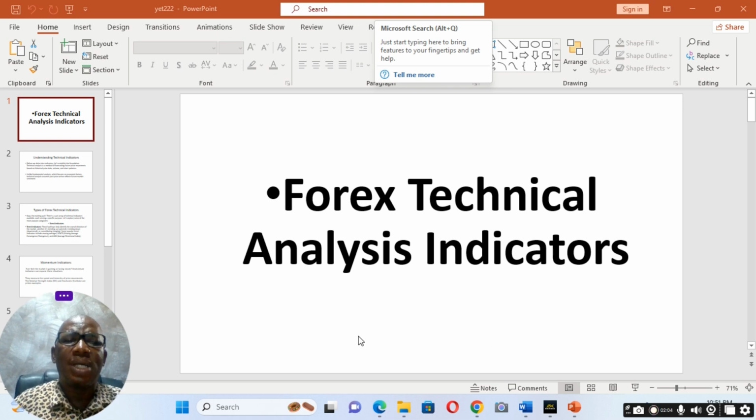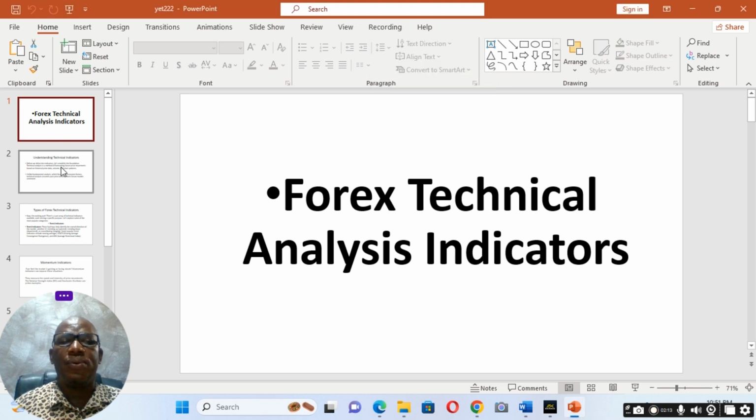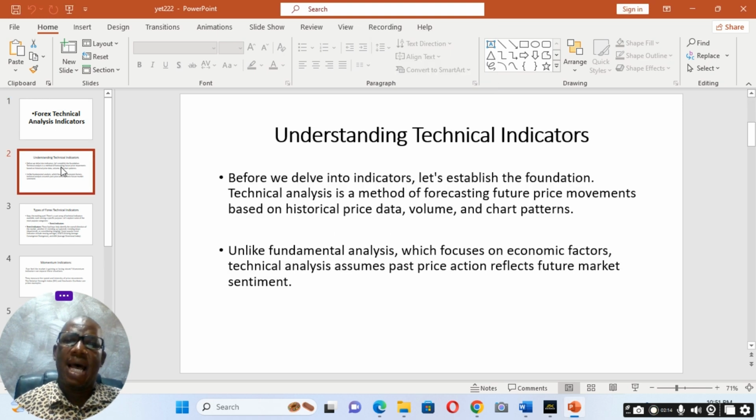So let's look at details of these technical analysis indicators as they will help you to trade as a forex trader or a successful forex trader. Before we delve into these indicators, let us establish the foundation. What is technical analysis? How do you apply them in your trade?